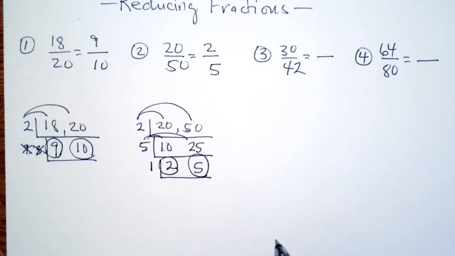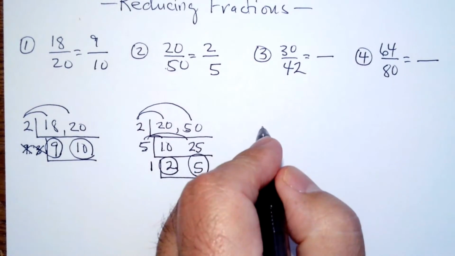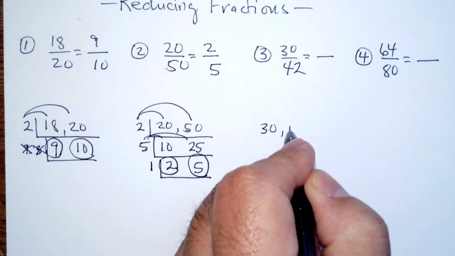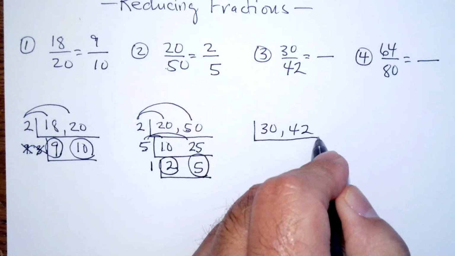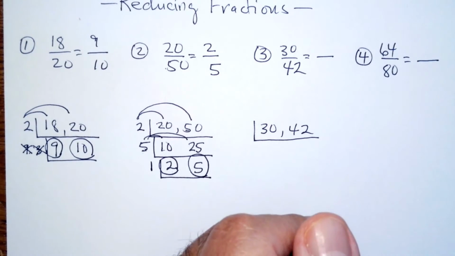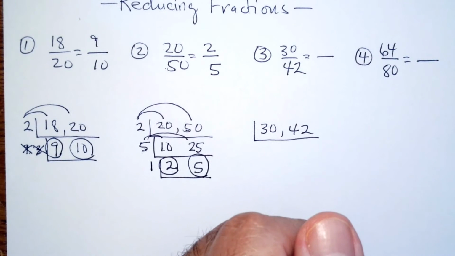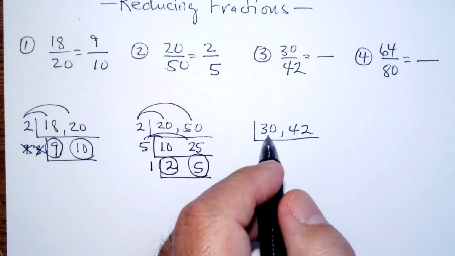Okay, you probably already have number 3 set up. If we set up number 3 carefully, we're going to put 30 and 42 side by side. Don't forget the upside down division symbol. And what's the first question you asked yourself? Okay. What goes into 30 and 42?